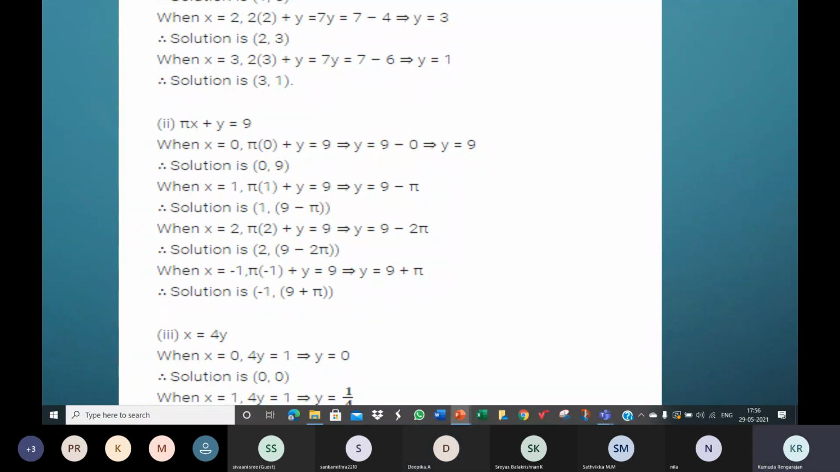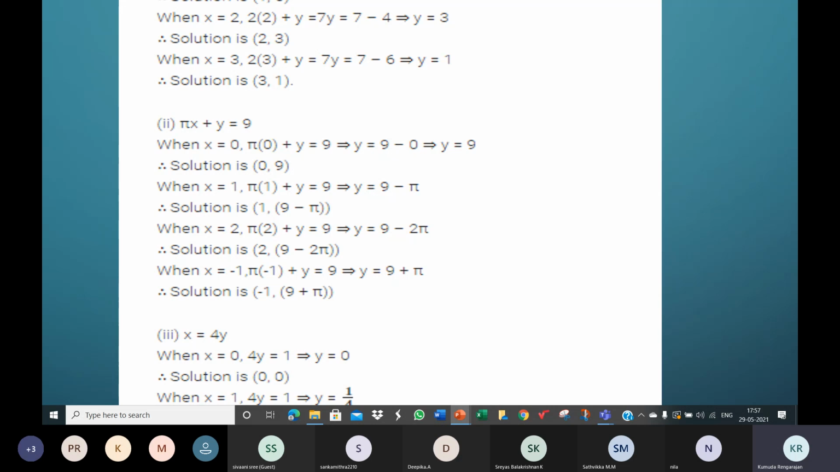So we have to find 4 solutions to this linear equation in x and y. We know we can find infinitely many solutions. We can give different values for x and find the corresponding values of y. You can give different values for y and find the corresponding values of x. Either way, you can find so many solutions. You're asked to find 4 solutions.